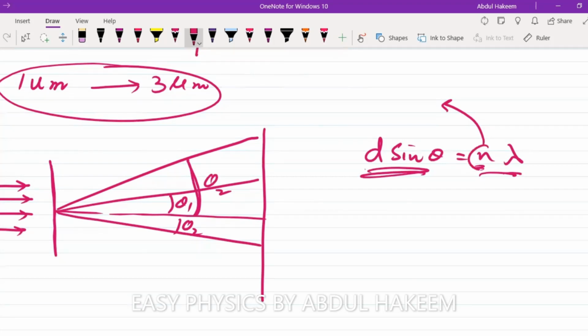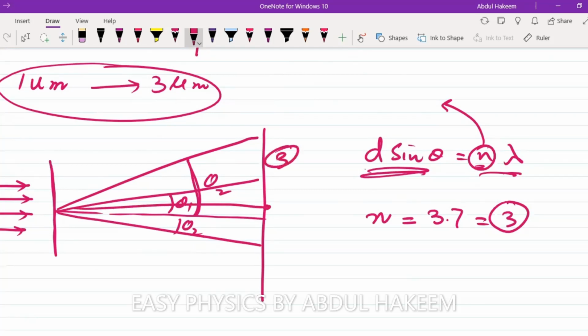So when you have to calculate this n, you have to write n as a whole number. If it's coming 3.7, we will write it as 3. If the question is what is the total number of maxima appearing on the screen, this central is 0, 3 this side, 3 this side, and at the center 1. So if n is coming 3, then the total number of bright spots on the screen will be 3 plus 3 plus 1, it will be 7.